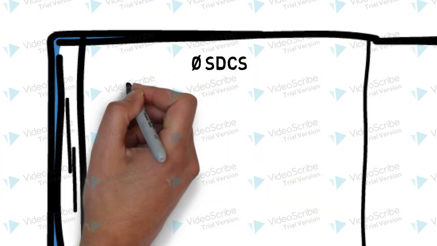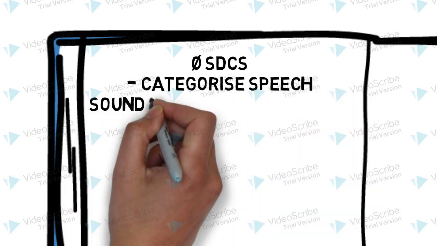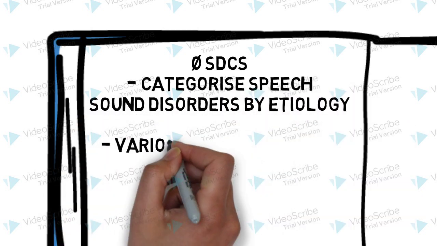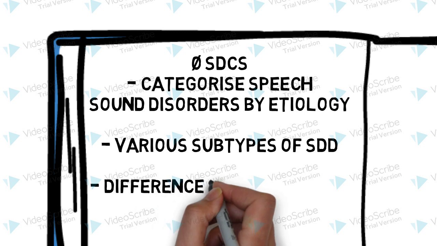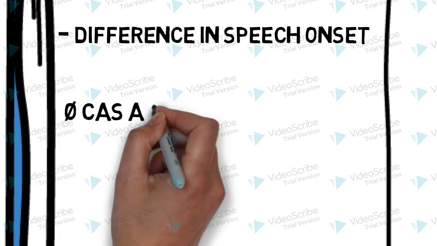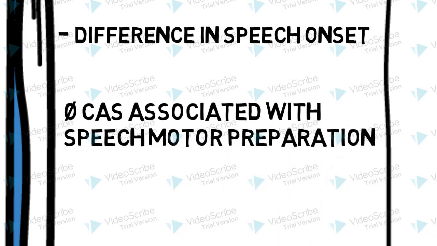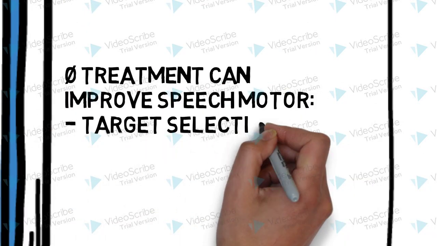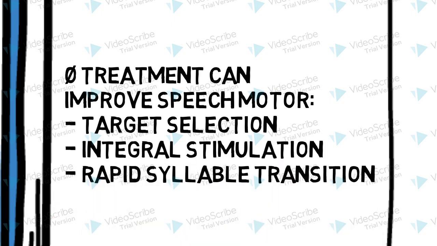Article F, "Review of Motor-Based Intervention Protocols in Treatment of Childhood Apraxia of Speech," outlined Shriberg's Speech Disorders Classification System, SDCS, which is the first attempt to categorize speech sound disorders by etiology, which focuses attention on the various subtypes of speech sound disorders, SSD, and differences in speech onset rather than classifying them by descriptive linguistic typologies. It outlined that CAS is associated with speech motor preparation and treatment can improve speech motor skills such as target selection, integral stimulation, and rapid syllable transition.